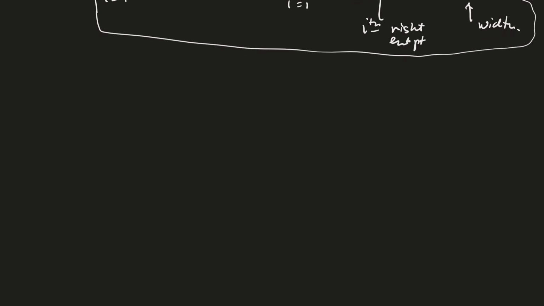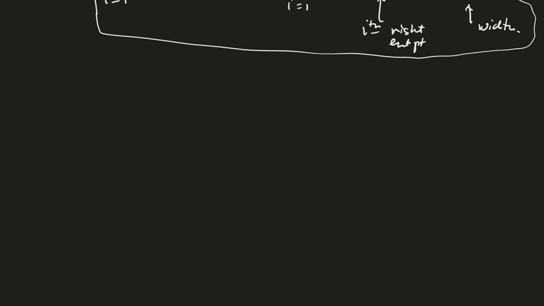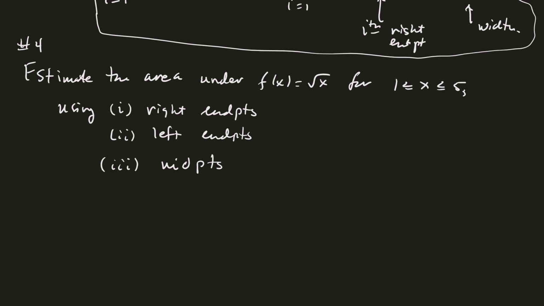Okay, I think what we'll do now is just try a couple of examples from the book. So I'll pause here and I'll just write down a problem from the book. This is number 4 in section 5.1. We'll estimate the area under the graph of f of x equals the square root of x for x between 1 and 5, using 4 rectangles. I forgot to say that. And either right endpoints, left endpoints, or midpoints.